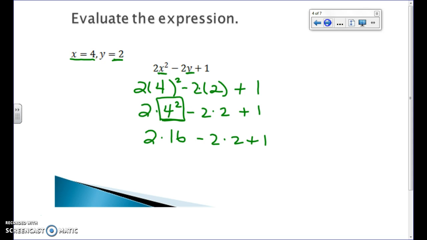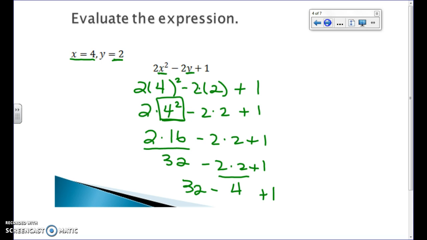Now I'm looking for multiplication and division. The first thing I see is this 2 times 16. Everything else is going to stay the same. And I know 2 times 16 is 32. I still have some multiplication left, so I'm going to write everything down exactly the same way again. And I'm going to change the 2 times 2 into a 4.